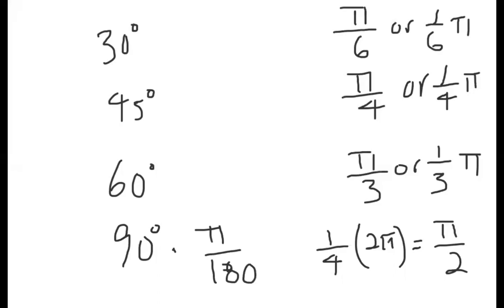And if you ever get lost, if you're not sure what's going on, do it the long way. Take that 90, multiply it by pi over 180, and just go ahead and simplify. So you should be able to come up with some of these basic conversions from radians to degrees, and then from degrees to radians, okay?